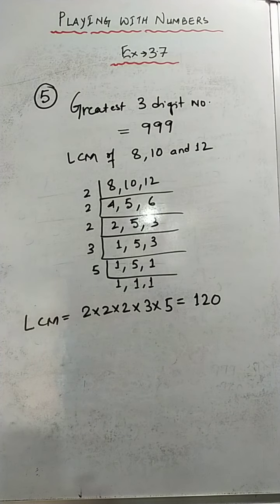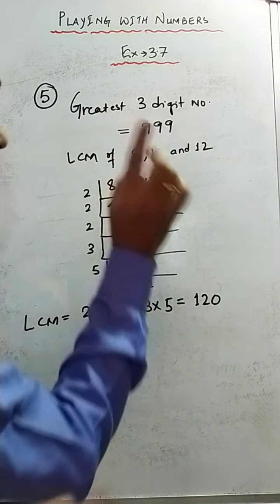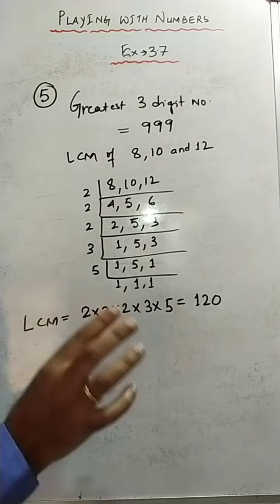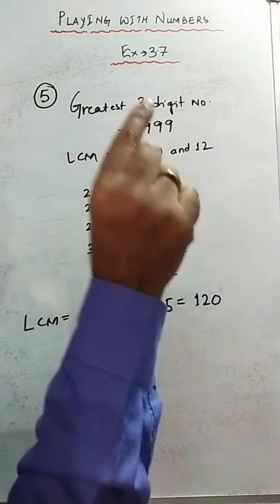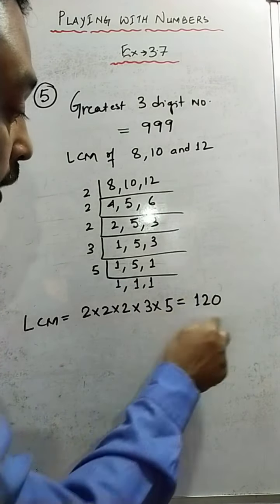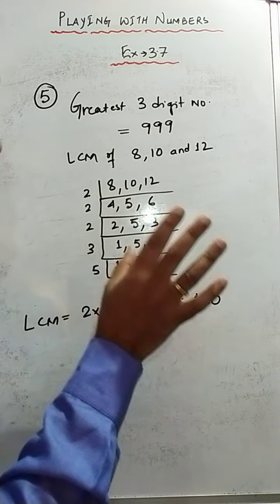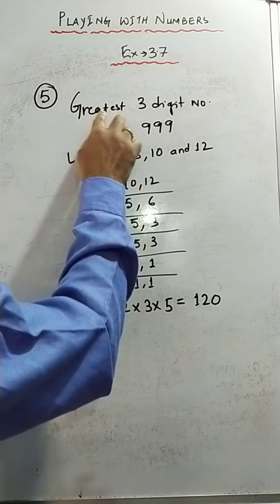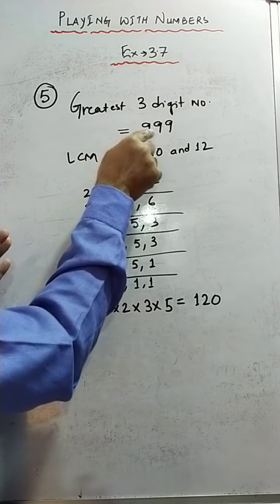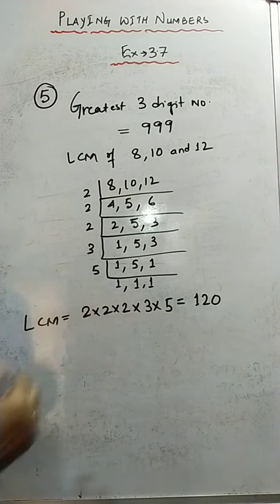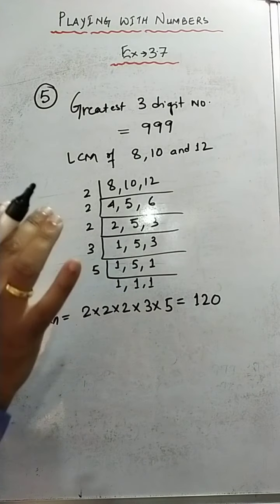Okay, so 120. Now you see this 120 is divisible by 8 also. This 120 is divisible by 10 also. This 120 is divisible by 12 also. So you have to use a logic that if any 3-digit number is divisible by 120, that 3-digit number will also be divisible by 8, 10 and 12. Fine. So this is the logic. Now as we know that this is the greatest 3-digit number, the next step is we'll divide this greatest 3-digit number by 120. Okay. Now let's see whether this number is divisible by 120 or not. The answer is no, it is not divisible, but there's something that we have to do with it.